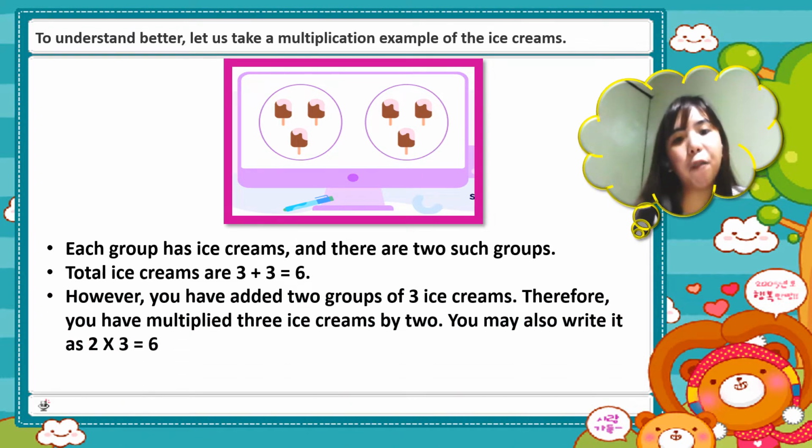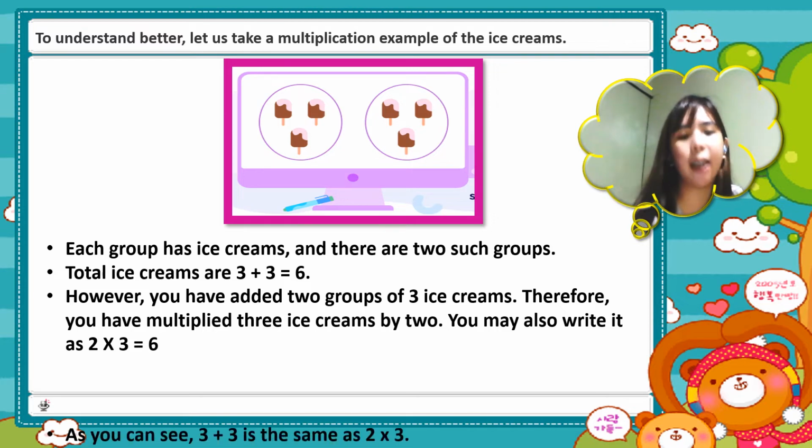However, you have added two groups of ice cream. Therefore, you have multiplied 3 ice creams by 2. So, ang 3 plus 3 equals 6. That is addition. Now, how are you going to write it in a multiplication sentence? It is written as 2 times 3 equals 6, because there are two groups of ice cream nga tag-tatlo ang unod. So, ang duwa ka group, gin-multiply mo siya sa 3 equals 6. Do you understand? Yes, very good.